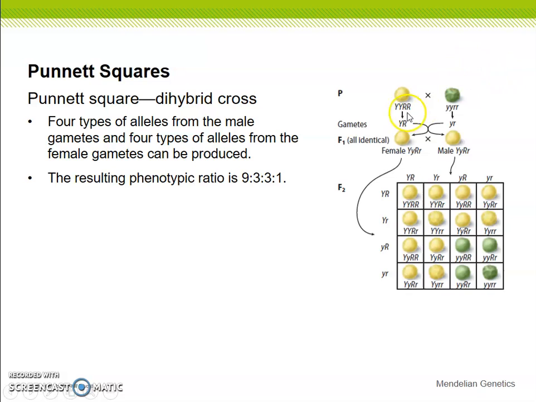If we cross two parents that were dominant for both traits, and we get heterozygous for both traits, and then we cross those in our F2 generation, we're going to end up with 9 seeds that are yellow and round, 3 seeds that are yellow and wrinkled, 3 seeds that are green and round, and 1 that is green and wrinkled. It's a phenotypic ratio. The numbers here need to add up to the total number of boxes that you have. So 9 plus 3 plus 3 plus 1 is 16, and that matches up with the number of boxes over here.